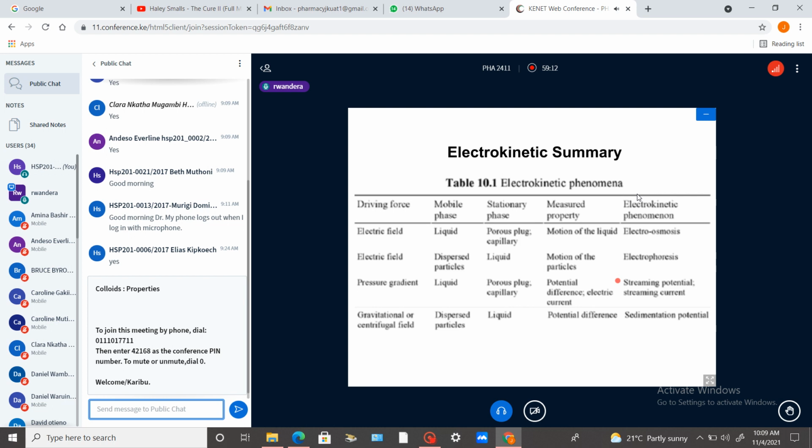Now, streaming potential generates a streaming current, rather. So in this case, you force a liquid to move through a porous plug of charged colloidal particles. So the driving force is a pressure gradient. Yeah? You have to create a pressure gradient, or actually you pump your liquid, you force it to move through a porous plug to generate an electric current.